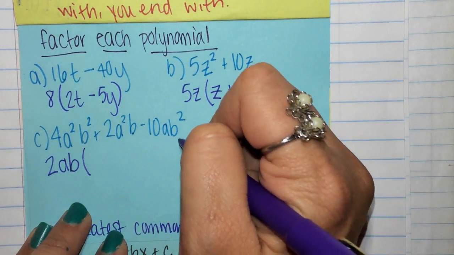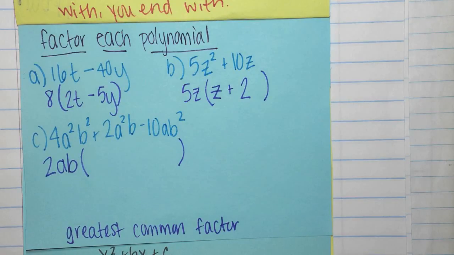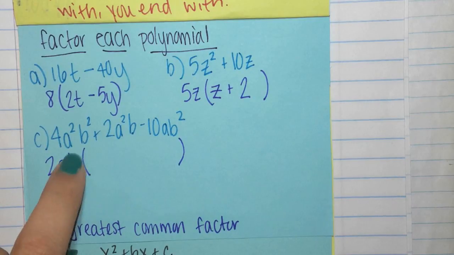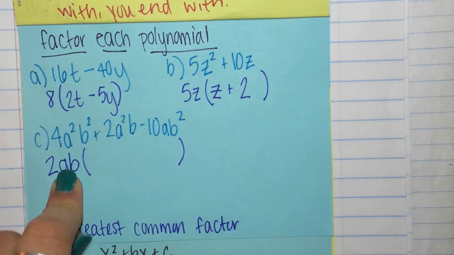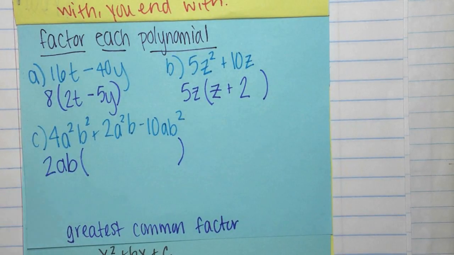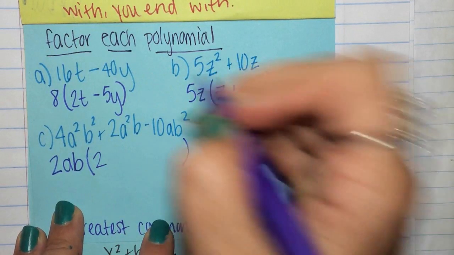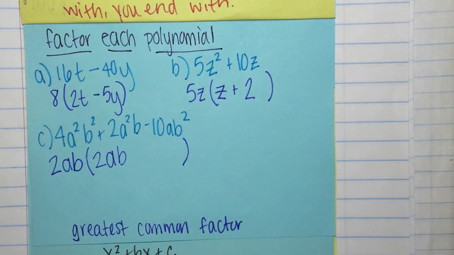Now, we start with 3 terms. How many terms are we going to end with? 3. And we're going to divide each term by our GCF. This is our GCF. 2ab is our GCF. Is everybody with me? Now we're going to divide each term by our GCF. What is 4 divided by 2? 2. Alright, what's a squared divided by a? What's b squared divided by b? B. Look at us go!